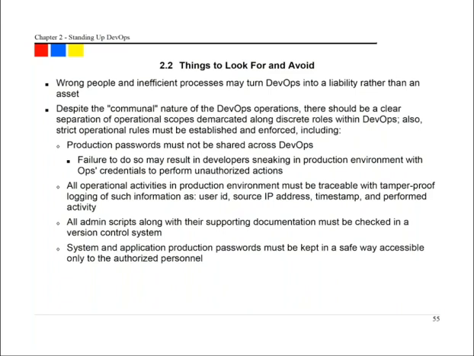Some of the things that can go wrong in starting up DevOps practices inside an organization are having the wrong people or wrong processes that may actually cause DevOps to be worse than doing nothing. You turn it into a liability rather than an asset. This notion that the wrong people can cause DevOps initiatives to fail is simply because think of all those cultural things that we talked about in the last chapter.